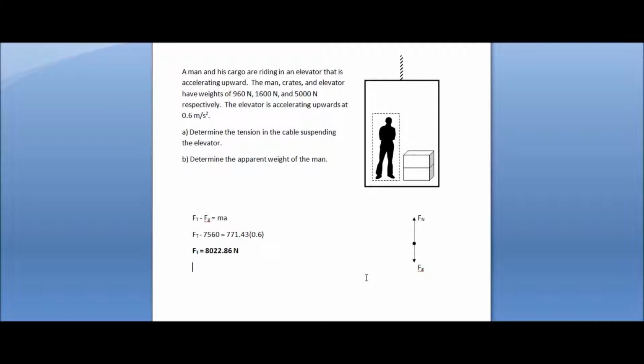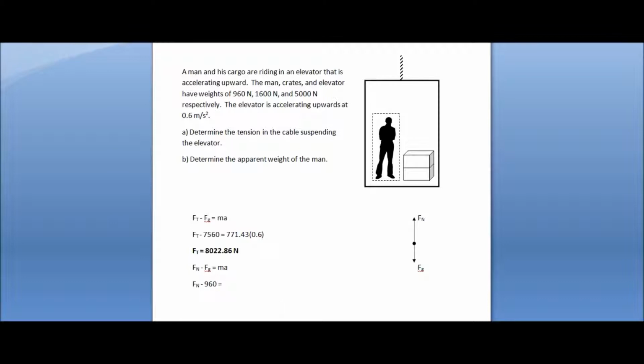So we have Fn, because that's our up force, minus Fg, because that's our down force, and this looks a lot like what we just did. Almost identical, is equal to ma, because he is accelerating. So Fn is the unknown. That's going to be his apparent weight, because if you were to put a scale right below his feet, that's what the scale would read, the Fn. So it's giving what his weight feels like. His Fg is 960, says so in the problem.